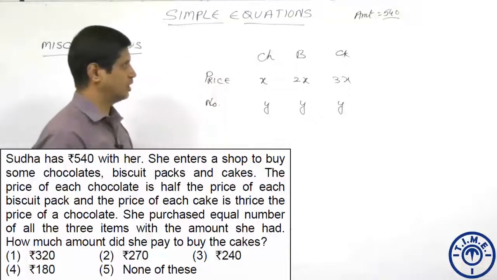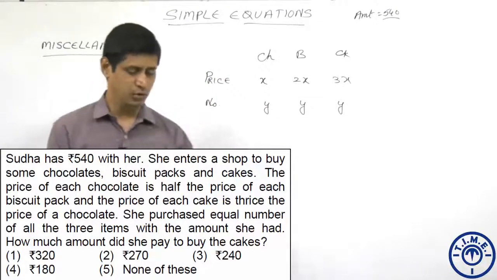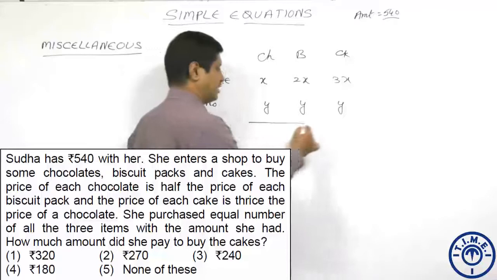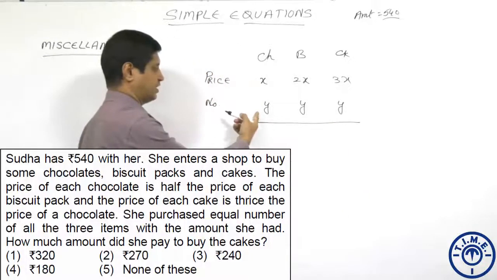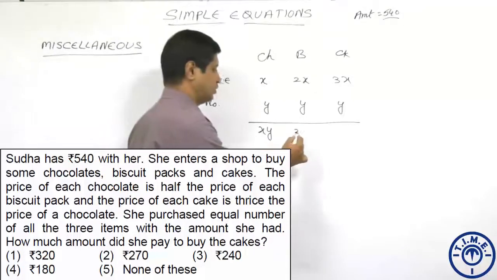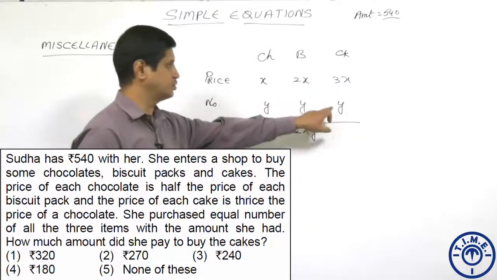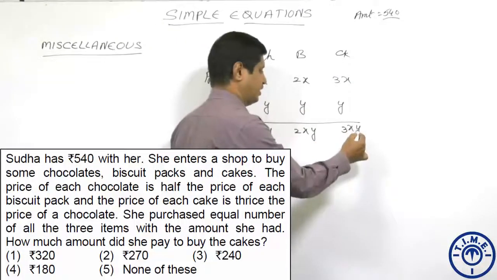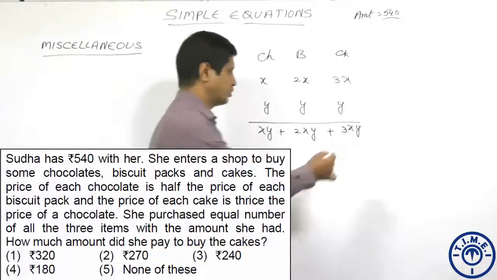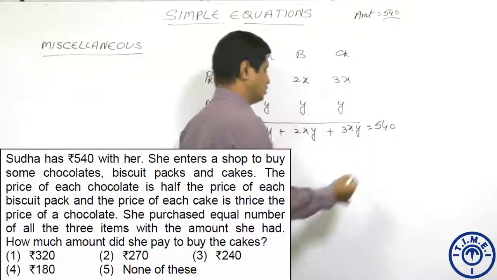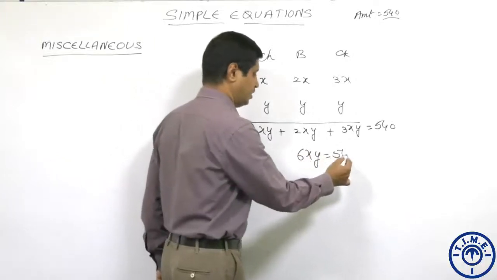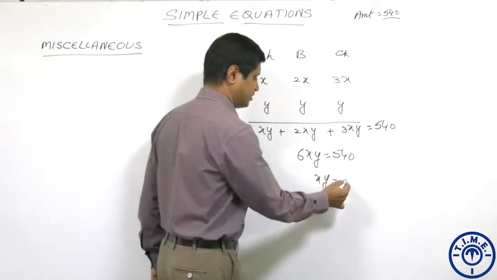So, what is the total amount? 540. How do we get this value? The total amount is equal to the price into the number of articles. The price is x, the number of articles is y, and the product of these two is xy. Similarly, on multiplying these two, we get 2xy. The product of these two results in 3xy. Now, the amount spent on chocolate, biscuit packs and cakes together is 540. Solving this, the sum of these values, 6xy, is equal to 540. Now the value of xy is 90.